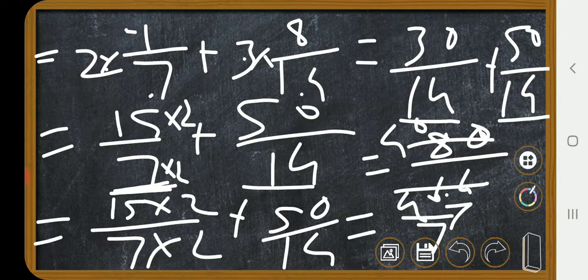Understood? To do the addition or the subtraction, you should make the denominator the same, then only you can do the addition and subtraction. Now we'll do subtraction.